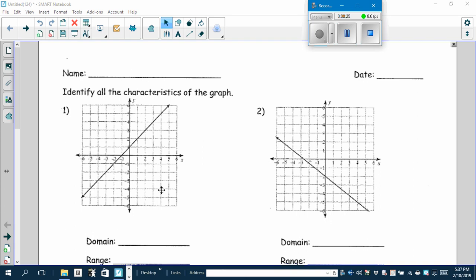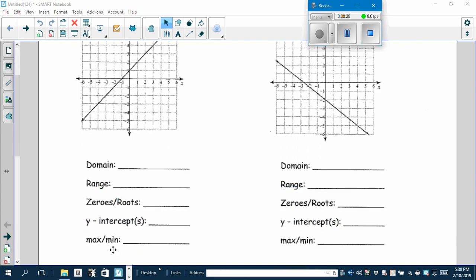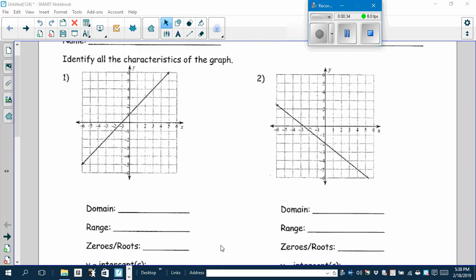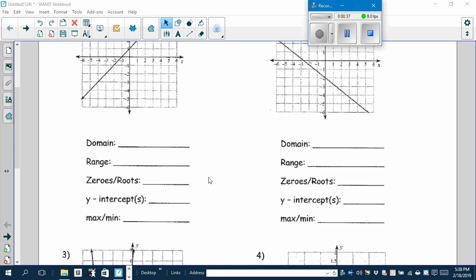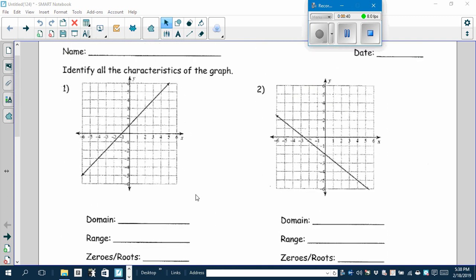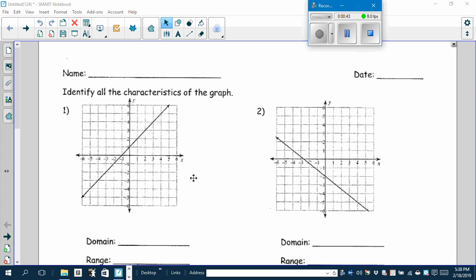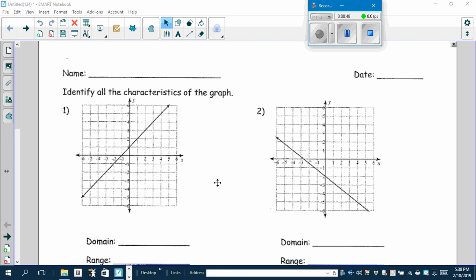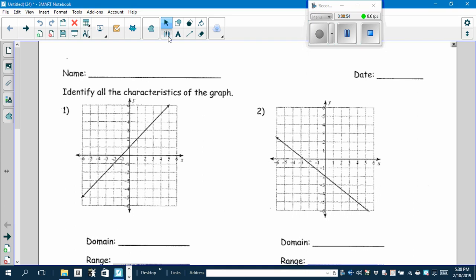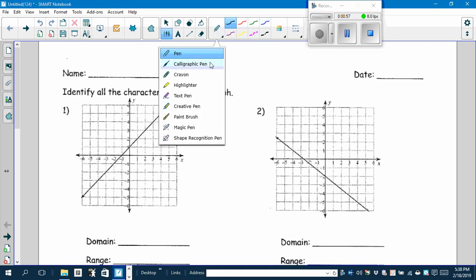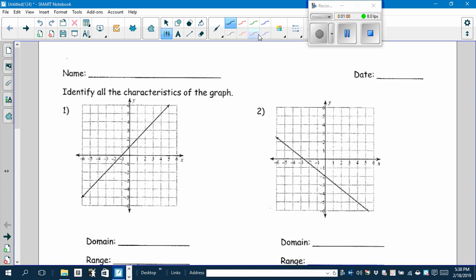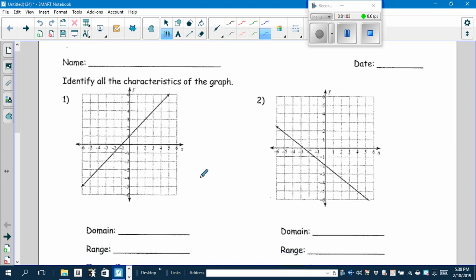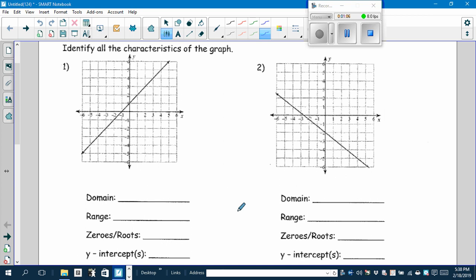Okay, so when we're identifying characteristics of a graph, I'm not going to worry too much about a maximum or minimum. We'll talk a little bit about it, but not too much. I wanted to talk more about the domain and range, and then I also wanted to talk about x-intercepts and y-intercepts. Now remember, your zeros and roots are always your x and y intercepts as well. So again, this is kind of an extension of what we've already done, but I wanted to make sure you guys understood all this and were comfortable with it so that we could keep going.